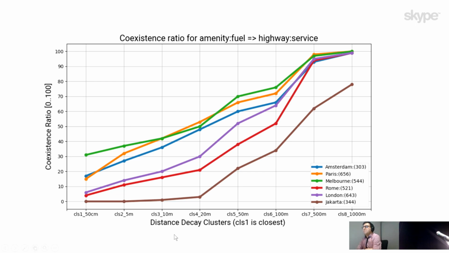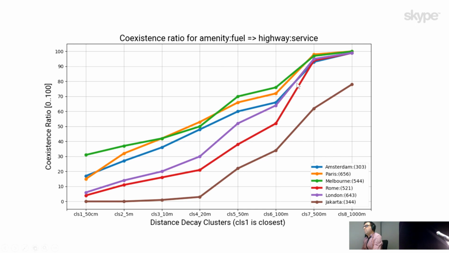These are some of the results that we have extracted from our system. For example, this is the coexistence ratio between the amenity fuel, which is a gas station, and the highway service. As you see, in all the 6 cities and in all clusters, from 50 centimeters distance to 1,000 meter distance, they're steadily growing up. It means that the coexistence, for example, this one, reading over here as green for Melbourne, says around 30% of the fuel stations are very, very close to the highway service. This is a very interesting rule.